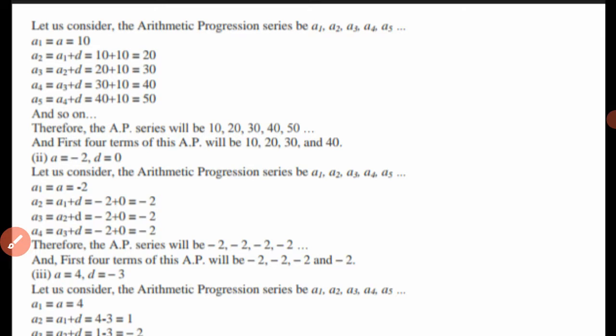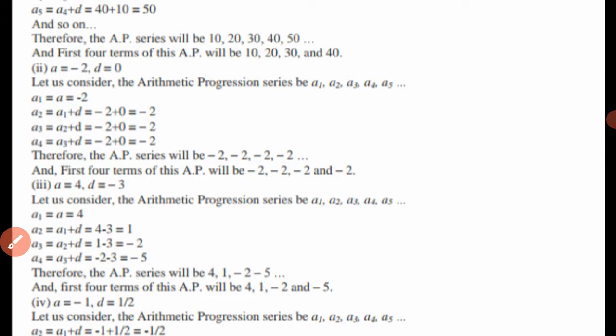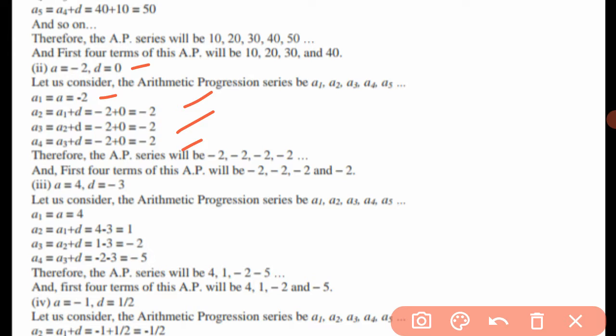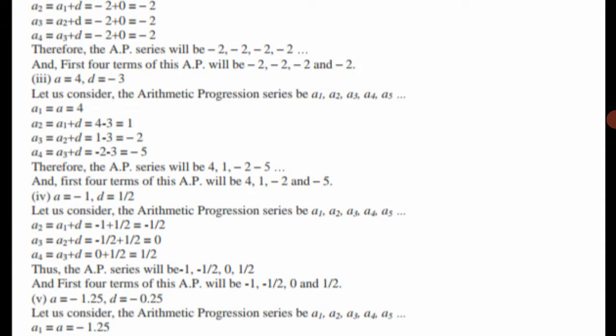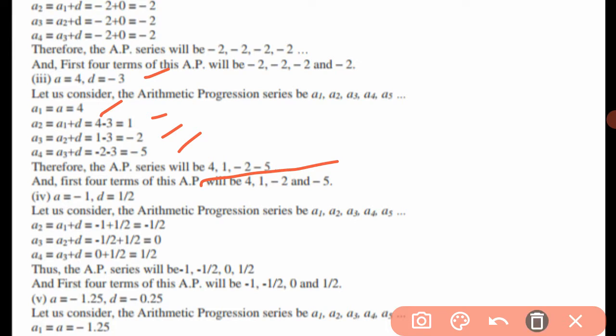Similarly, in this second case, we have given a equals to minus 2, d equals to 0. So here, by putting a1 will be minus 2 and a2 will be minus 2, then all the terms will be minus 2. Here AP will be minus 2 and up to minus 2. Now here third case, we have given a equals to 4 and common difference d equals to minus 3. Here also a1 equals to 4, then a2 will be 1, then a3 will be minus 2, then a4 will be minus 5. So AP will become 4, 1, minus 2 and minus 5.